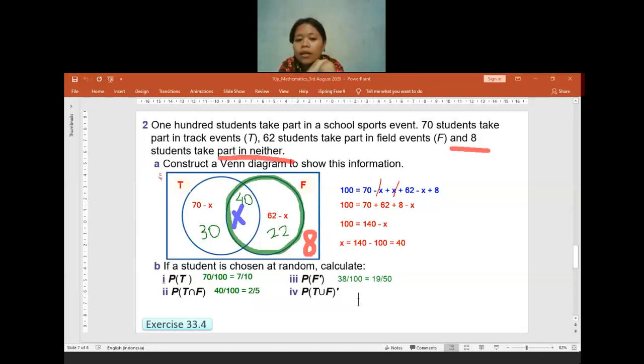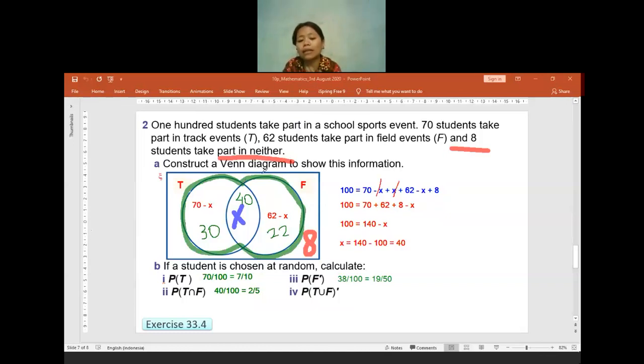What is that? 8. Yeah, because when it is T union F, we have to take the T and also F. But it says T union F dash. This is T union F. I will put a highlighter, maybe you are confused. So this is for the T union F.